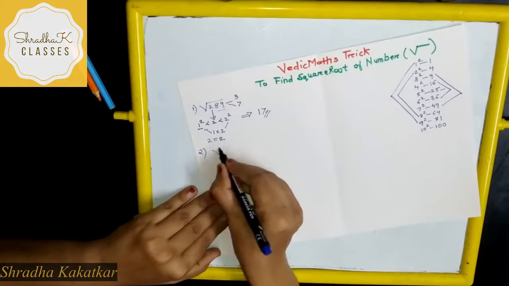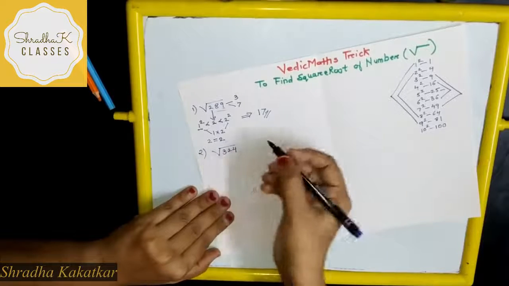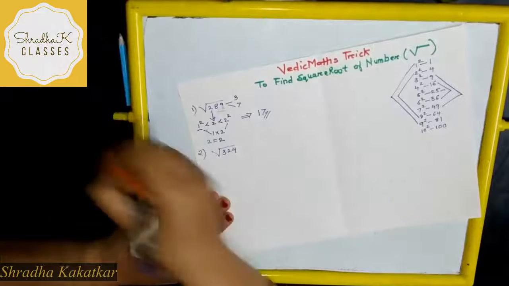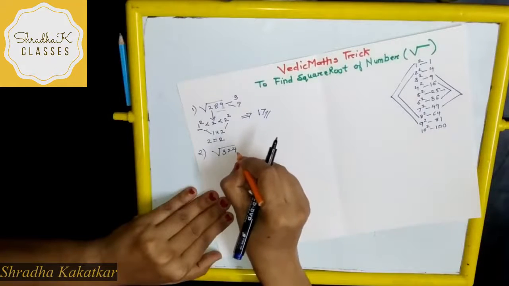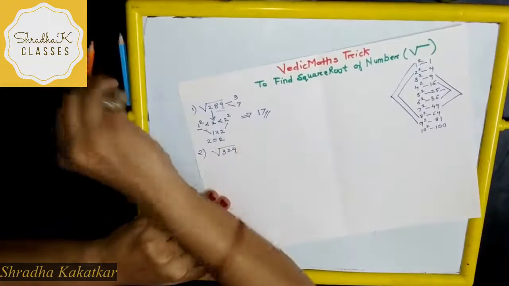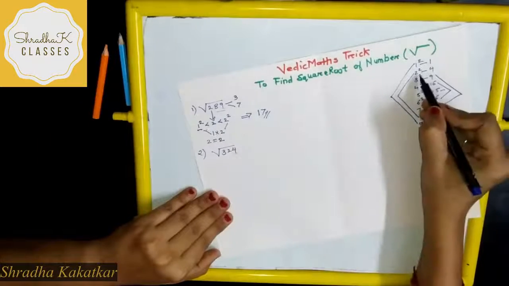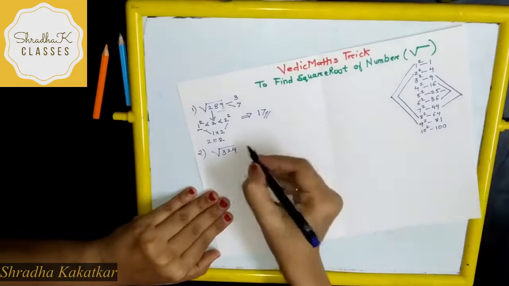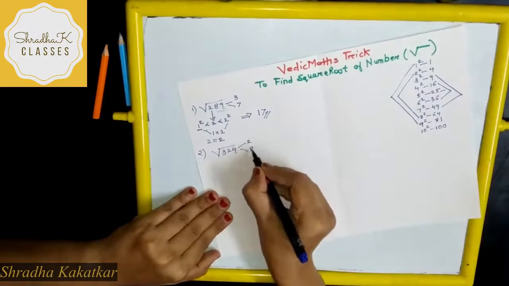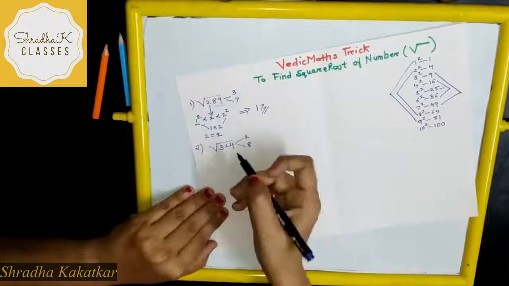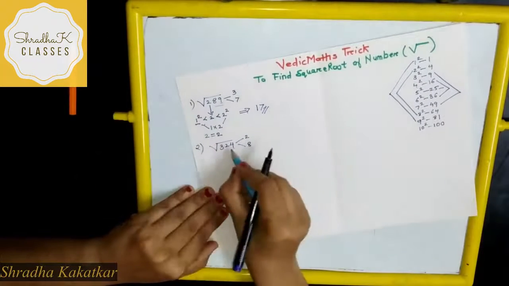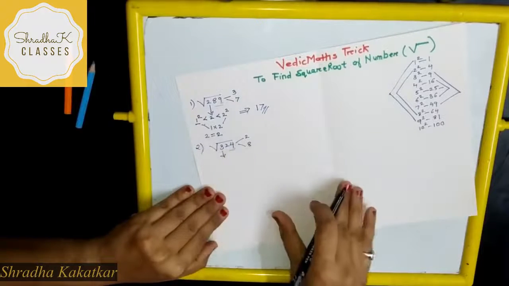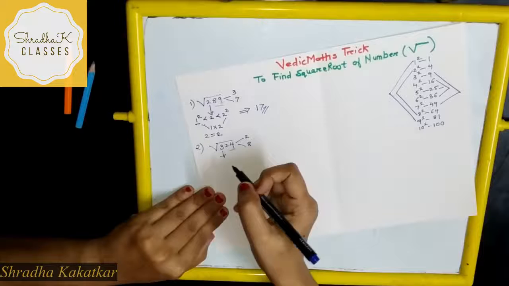Let's find the square root of 324. What is the first step? I have to find the number whose square ends with 4. So 2 and 8, right? So I will say 2 and 8. I have to decide between these two. Second step is, leave 2 digits and jump to the third digit.